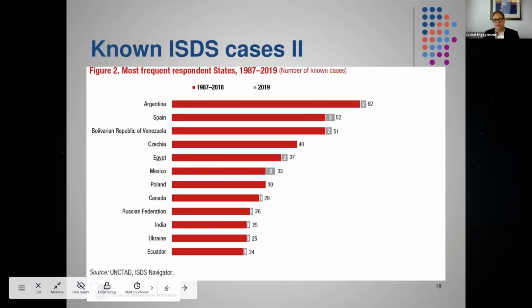The two were in 2019, and the majority of cases were between 1987 and 2018. Spain has now gone to 52 cases. Venezuela has 51 cases. The Czech Republic 40. Egypt has 37, Mexico 33, and you see the list. Perhaps we should say as well that the Czech Republic has a significant record in having won most of the cases. So they have indeed prevailed in most of their cases.